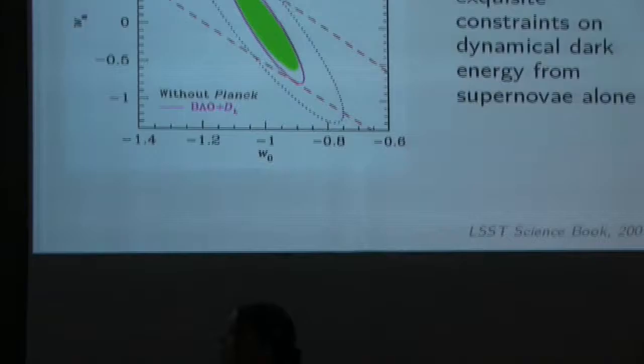And this is something no one's ever been able to do, we just haven't had the numbers. So you can get constraints purely from supernovae alone on dynamical dark energy. And now you start adding things like weak lensing, galaxy clusters, CMB, and these constraints just get better.